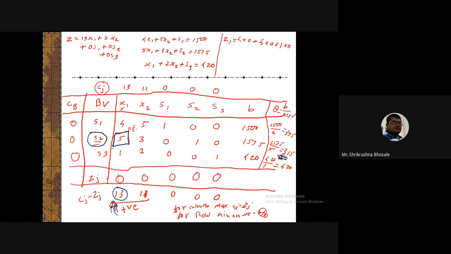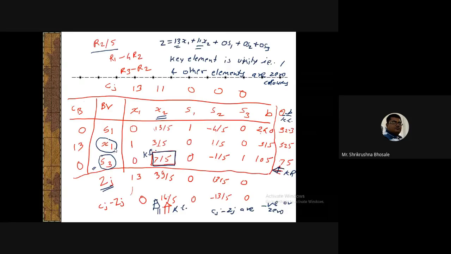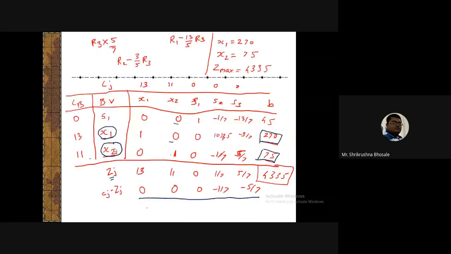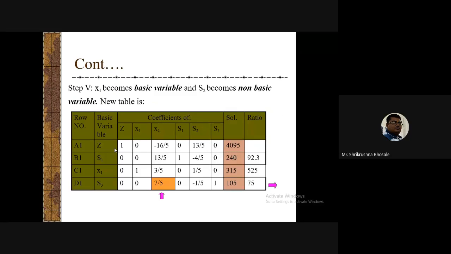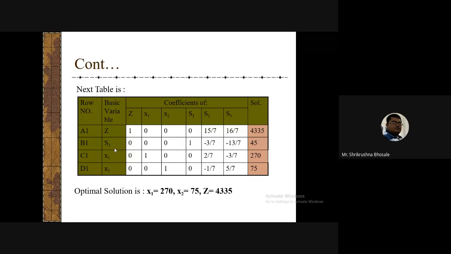Last time we went through how to prepare the problem. Once you can convert the statement into a problem, that problem can be solved by this method. For those who were absent yesterday, once again I have explained all the steps we did yesterday. Today, this is the probable solution. Here you can find whatever values we have calculated. X1 is 270, x2 is 75, Z value is 4335. That method is a little bit different, not the method, I can say their representation of the table is a little bit different from what we have decided.